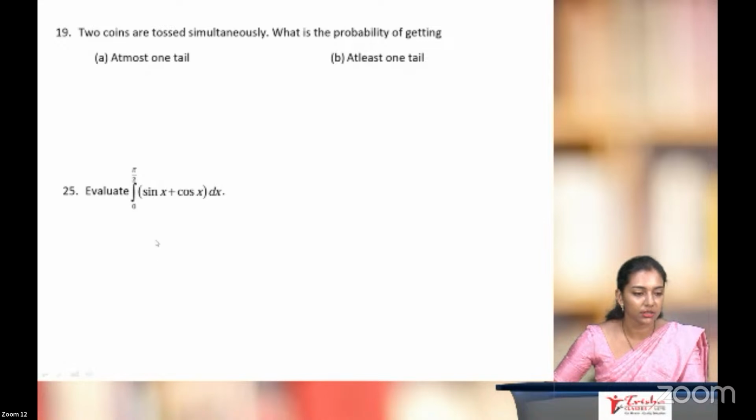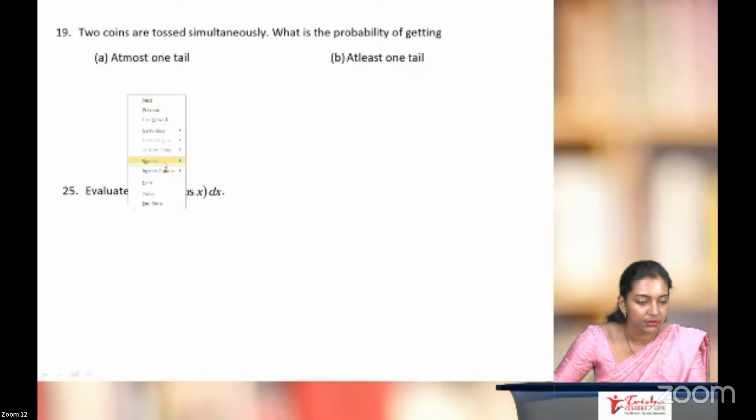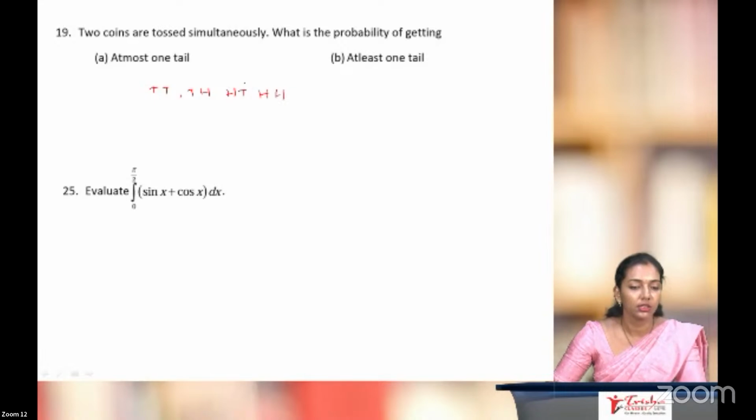Now next. 2 coins are tossed simultaneously. What is the probability of getting at most one tail? So what is the sample space? Just consider the sample space: TT, TH, HT, HH. Getting at most one tail, that is, maximum one tail. What are the possibilities?